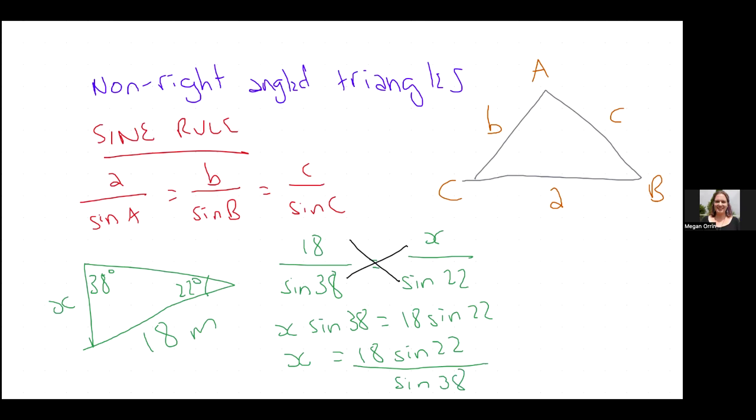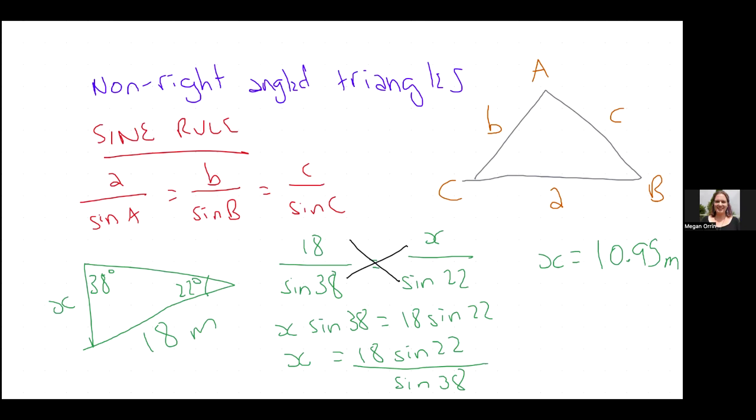X is what? 11.9? Say it again. 10.95. 10.95. Meters. Okay, good. All right, so we're always using the right unit of measurement. So this is 10.95 meters because I had meters before.